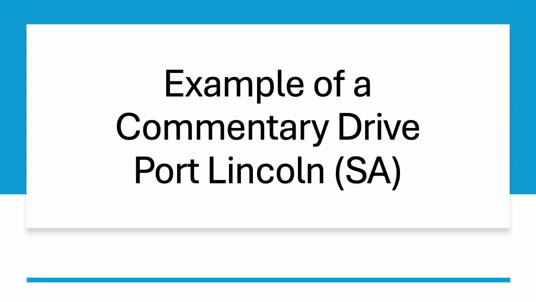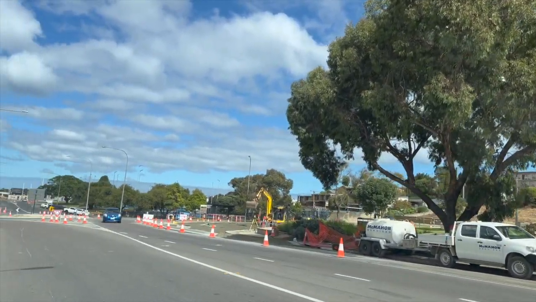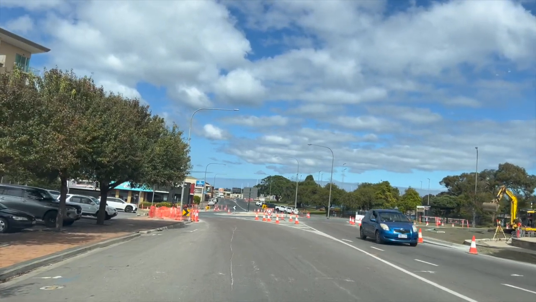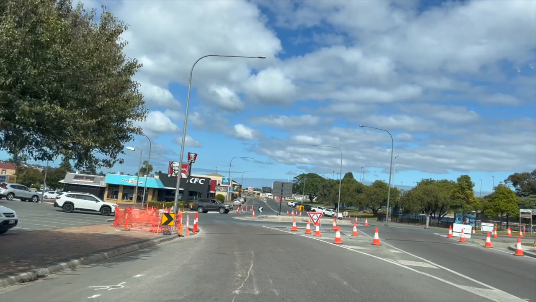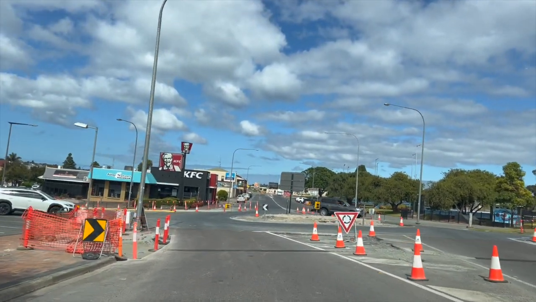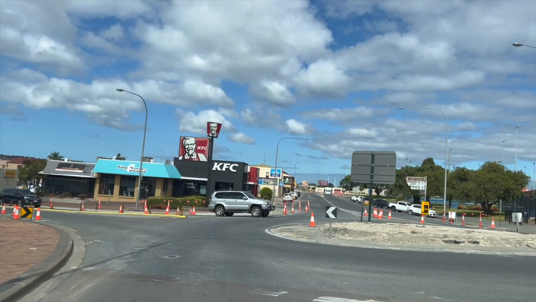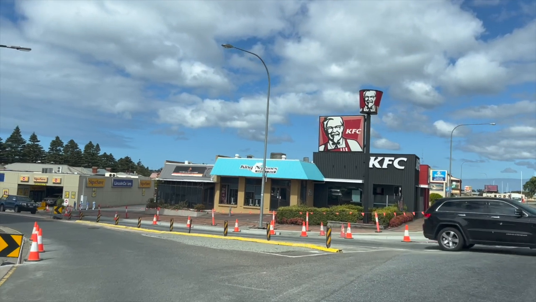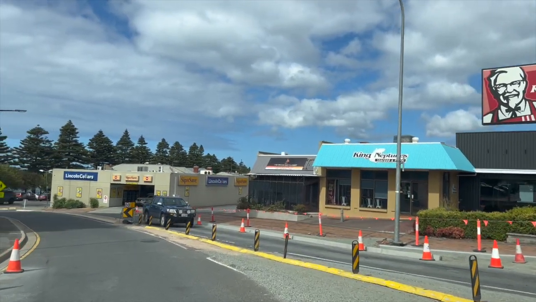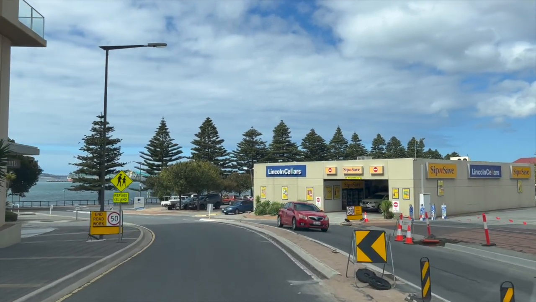Example of a commentary drive, Port Lincoln, South Australia. We're just getting up to a roadworks area and we want to take a left turn at the roundabout, so we mirror check, indicate left, make sure it's all clear, giving way to all vehicles on the roundabout, and taking a left turn and following the road, taking it nice and steady with the roadworks, and roadworks sign on the left.